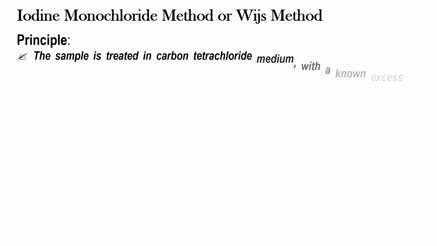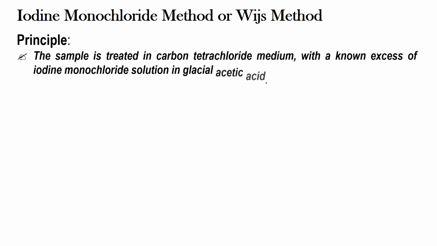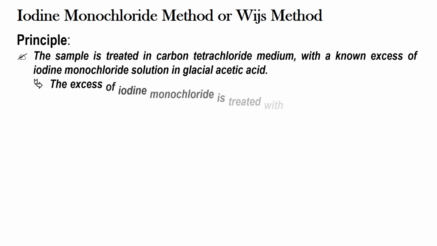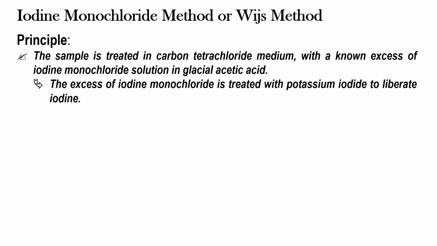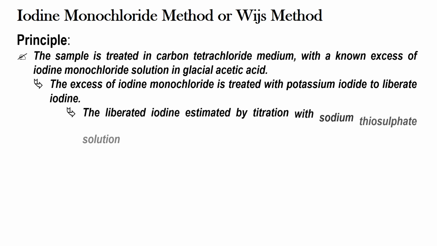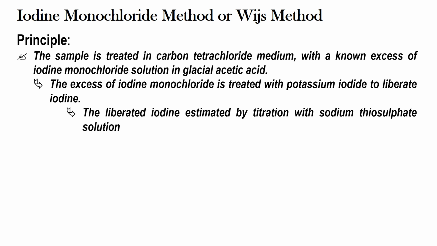Iodine monochloride method, which is also called Wijs method. The principle of this method is that the sample is treated in carbon tetrachloride medium with known excess of iodine monochloride solution in glacial acetic acid. The excess of iodine monochloride is then treated with potassium iodide to liberate the iodine, and finally the liberated iodine is estimated by titration with sodium thiosulfate solution.